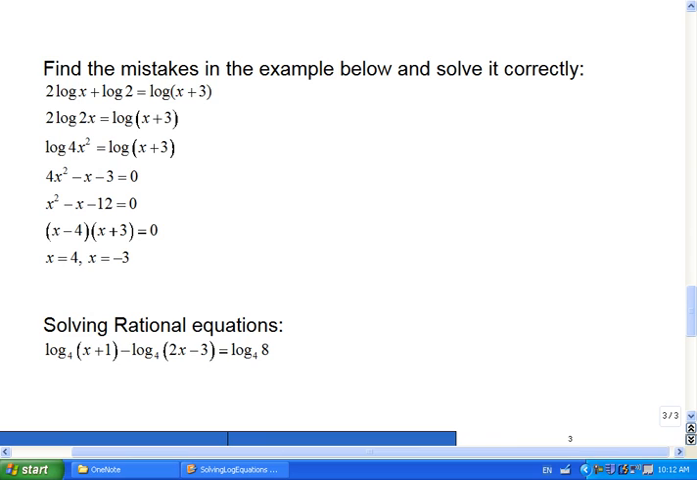Okay, so let's try finding the mistake again, now that we've tried some of these, this one more like what we've just been working on. So see if you can find it this time, and you may want to pause it and I'll show you where the mistake is in just a minute.